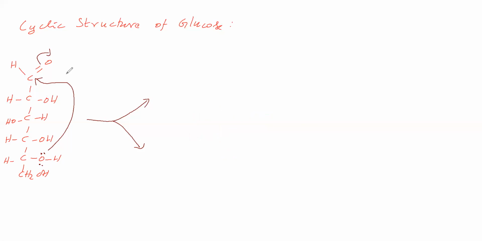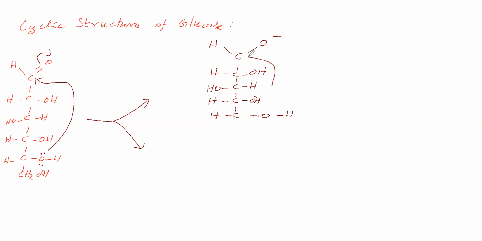Now we will see the first carbon. In the first carbon, the C=O double bond becomes a single bond. This O will get a negative charge because of pi bond migration. Therefore, it becomes O minus. Next, the second carbon is H, OH. Third carbon is OH, H. Fourth carbon is H, OH. Then the fifth carbon, H, OH, is making a bond like this. Here it is having a positive charge. Then the sixth carbon is having CH2OH.